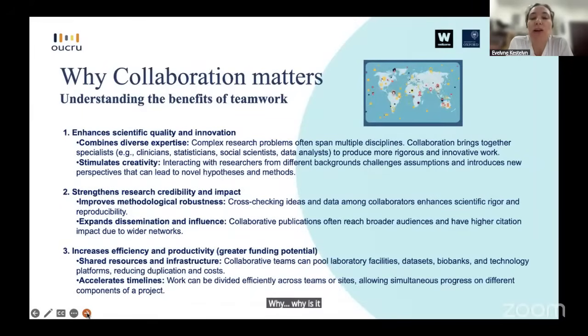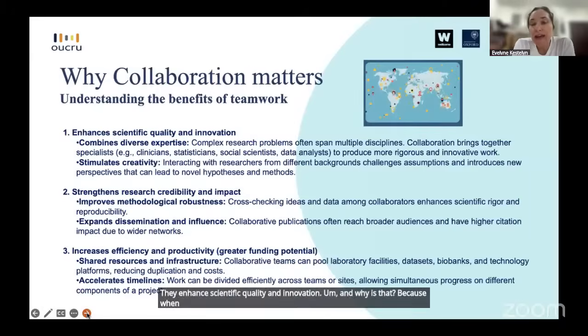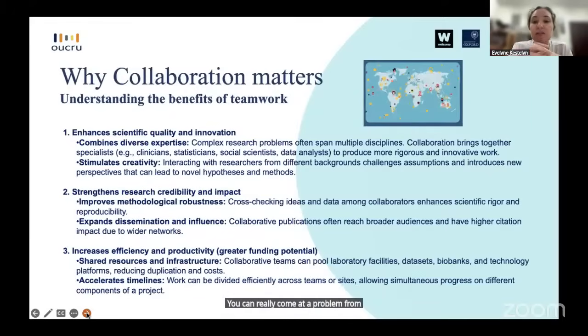So that was just to give you a bit of context to global health collaborations, but why is it so important? Why do we see more and more collaborations, and why does it matter? I think that collaborations are important because they enhance scientific quality and innovation. And why is that? Because when you work as a team, when you work with people with a diverse set of skills, with diverse expertise, you can really come at a problem from different angles and give a more comprehensive and rigorous answer to certain questions.